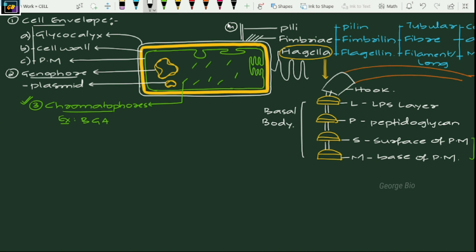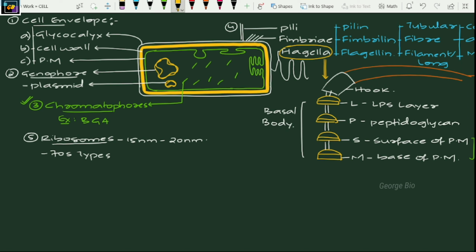Now apart from these things, it also consists of non-membrane bound structures. These non-membrane bound structures include number 5, ribosomes. These ribosomes help in protein synthesis. They are attached to the plasma membrane. They range between 15 nanometer to 20 nanometer in diameter. And the type of ribosomes observed in prokaryotes are 70S type of ribosomes.